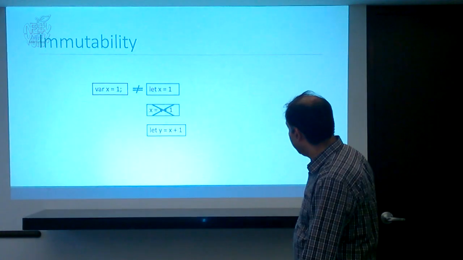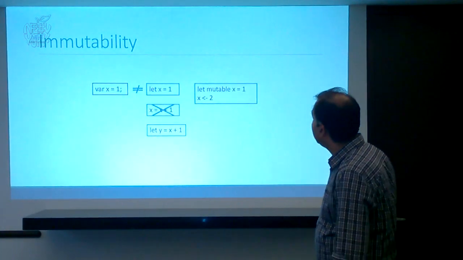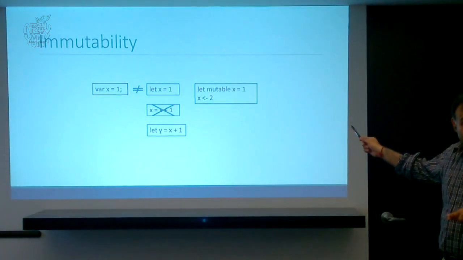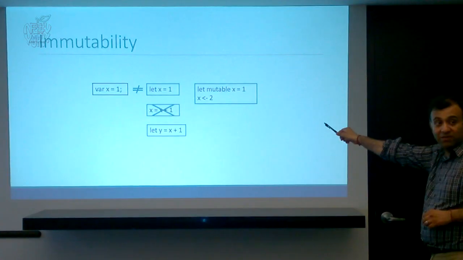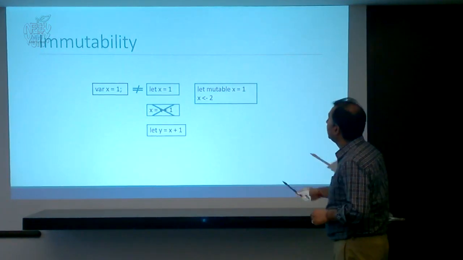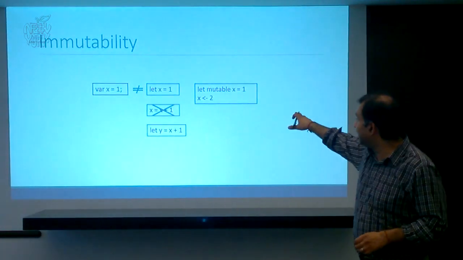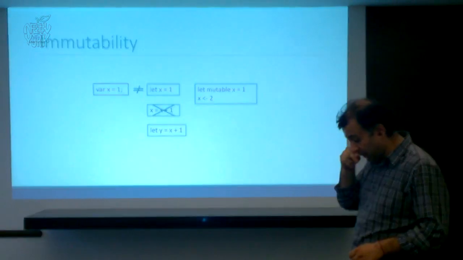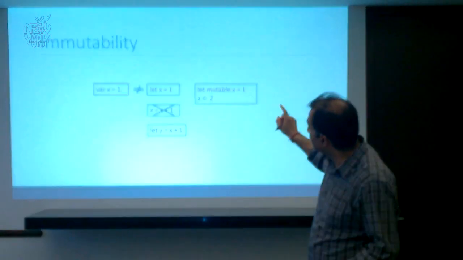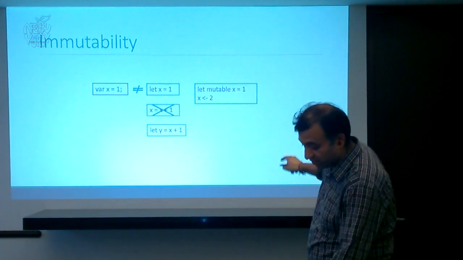You could do something like declare another variable, sure. Now, if you declare it as mutable, then you're allowed to have the syntax. And note the operator is a different one. That's not equal to. So this is the assignment operator in F-sharp. And you're allowed to do that because you're explicitly told that I can mutate this variable.